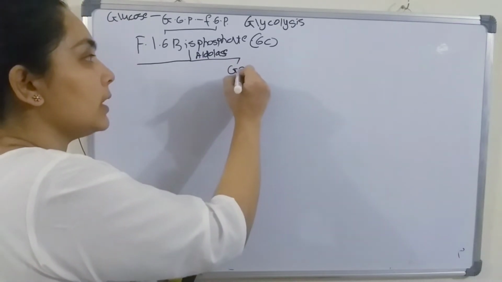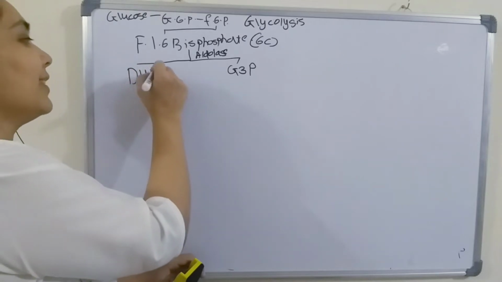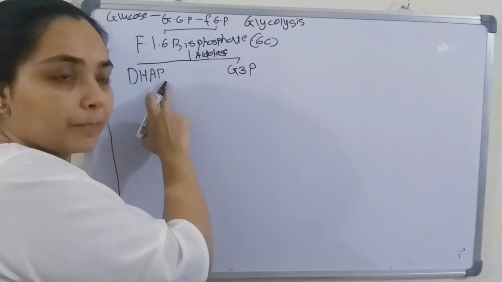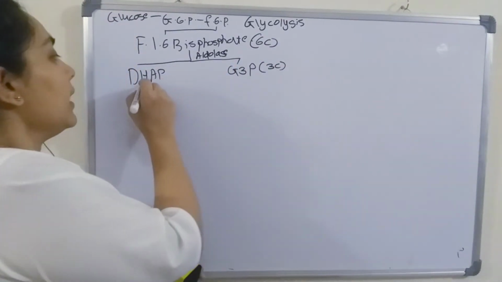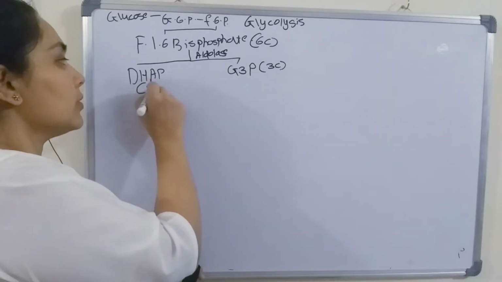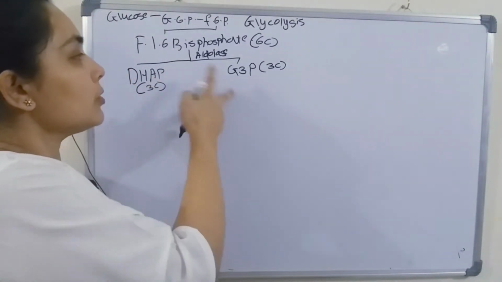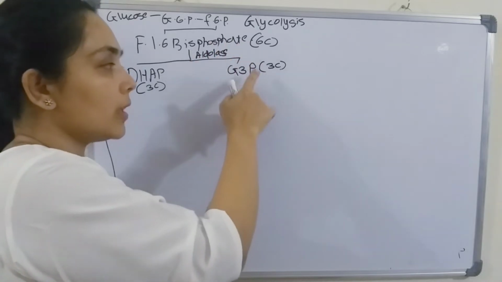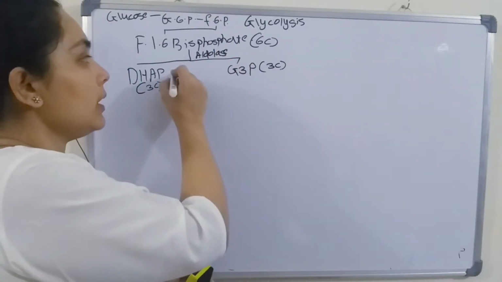The one is glyceraldehyde 3 phosphate and the other is DHAP. So the name of the funny guy is dihydroxyacetone phosphate. Okay, glyceraldehyde 3 phosphate is also a 3 carbon compound, and dihydroxyacetone phosphate is also a 3 carbon compound. Under natural biological conditions, these two products are interconvertible. This is aldose and this is ketose. So these two forms are interconvertible.